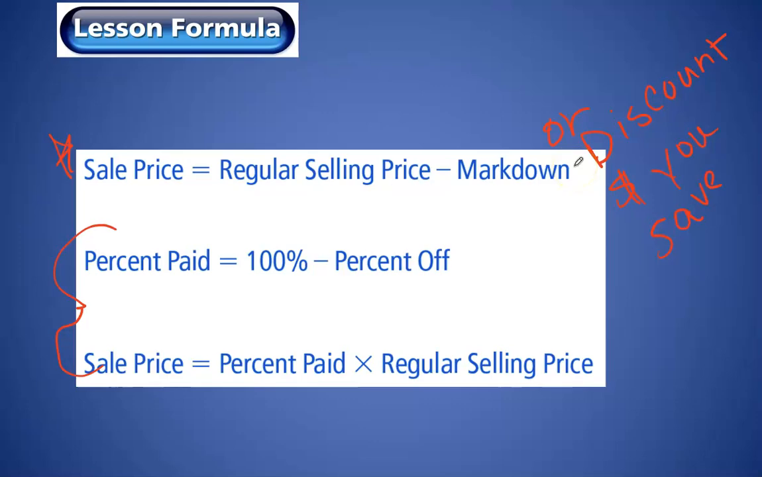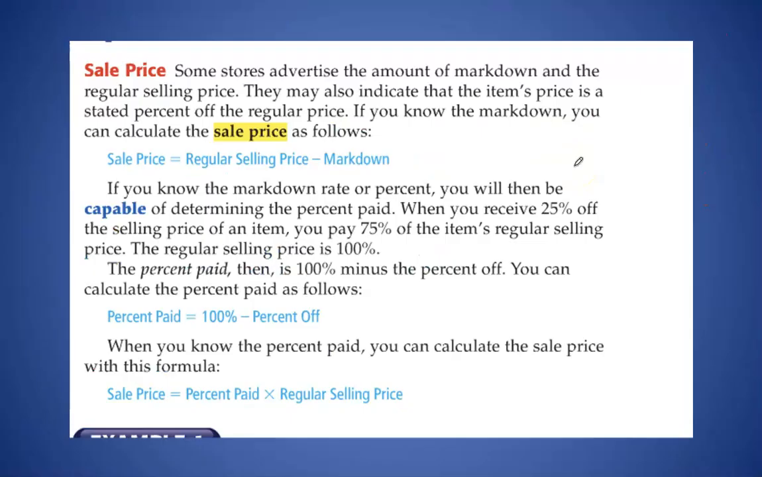Let's look at an example to help us clarify this. Some stores advertise the amount of a markdown and the regular selling price. They might also indicate that the item's price is a stated % off the regular price. Okay, so if you know the markdown, you can calculate the sale price. You're just saying if it's $10 off, you're going to subtract that.